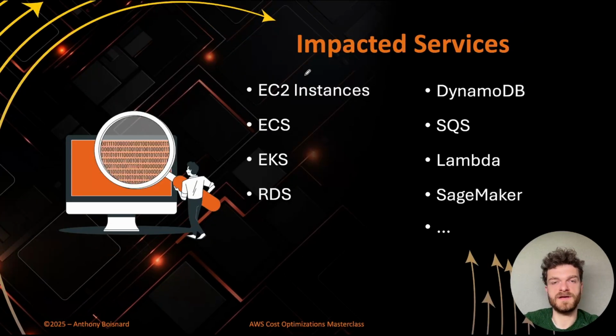So where can you save some money by using auto-scaling? So here's a list of services. First, of course, you have the EC2 instances, but you also have ECS, EKS, RDS. You have also DynamoDB, SQS, Lambda, SageMaker, and some more.